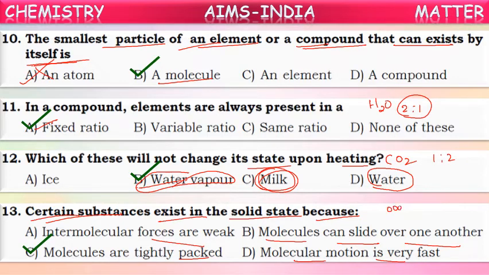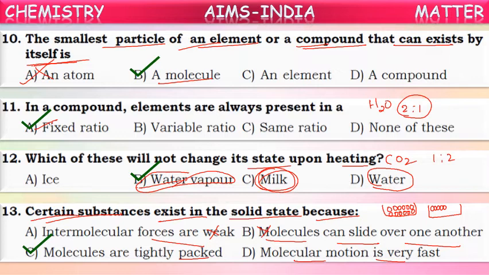Because solids will be like this. This is the solid. The solids will be tightly packed. So the intermolecular forces between these two atoms are more. Those are not weak. So the first option is not correct. Molecules can slide over one another? No, molecules will arrange side by side, not overlap on one another. So the second option is also wrong.